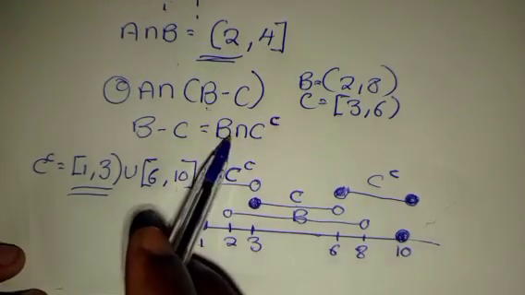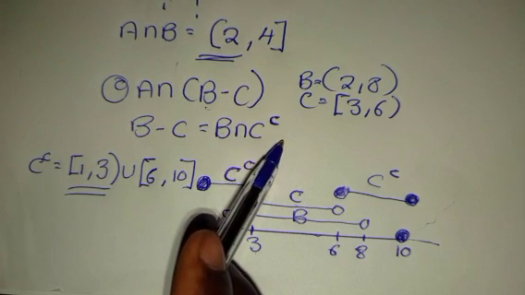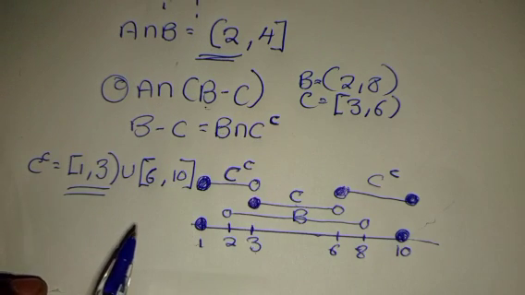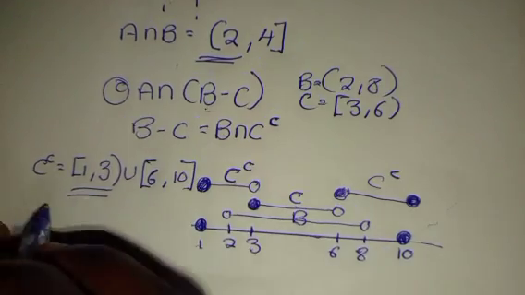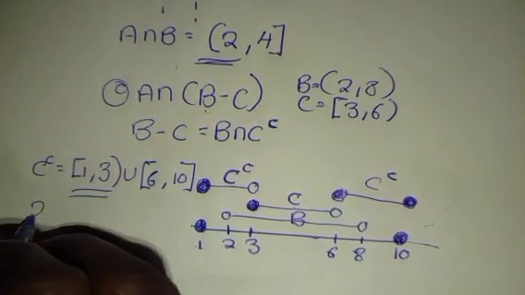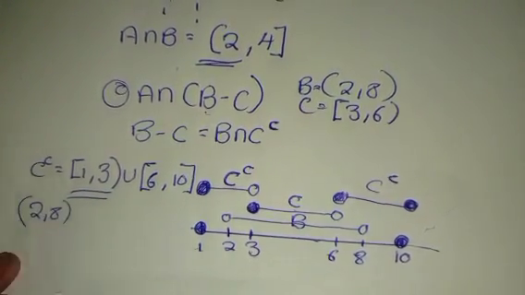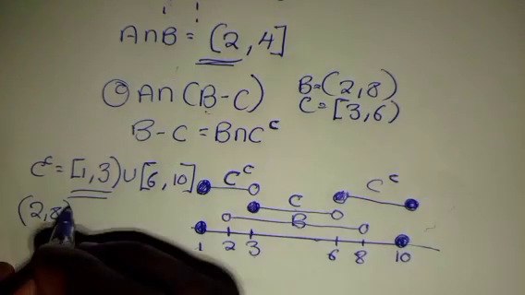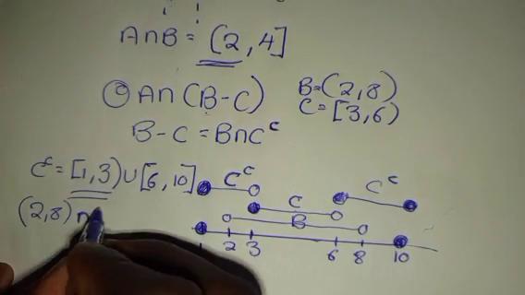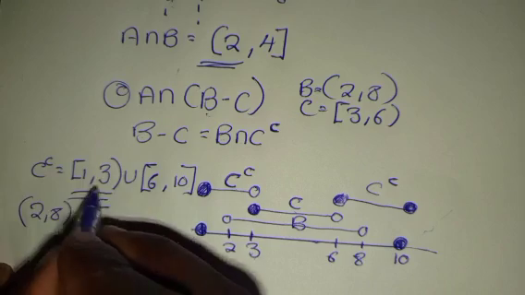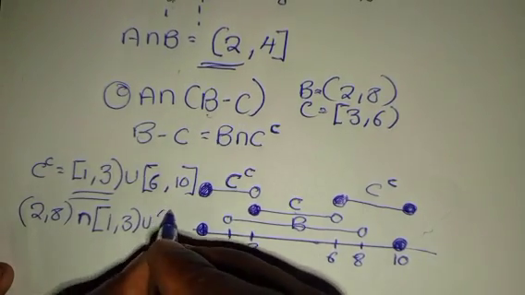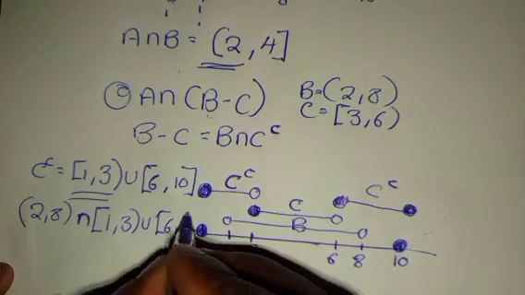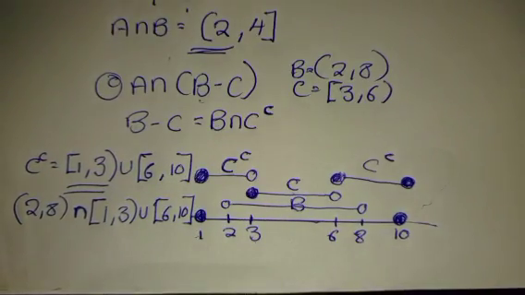But look, they want B intersection C complement. So now you need to understand here to say, what is B intersection C complement? Remember your B was 2, 8. This was what your B was. Then we want the intersection of both. So 1, 3 union 6, 10. Then they want the intersection.